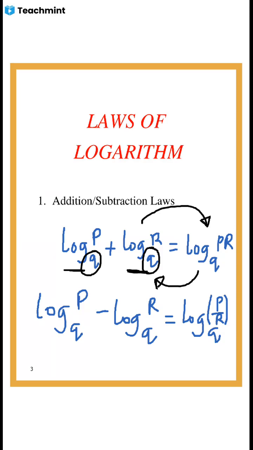Now, if you have subtraction, we have log p to base q minus log r to base q. Instead of doing these things separately, the law says that we can just divide p by r, that is p over r, then we find a logarithm of the result. So instead of having to do this one by one, the law has given us a way to do it just once. So don't forget, this is very, very important. When we are adding, we are multiplying the powers, and when we are subtracting, we are dividing the powers.